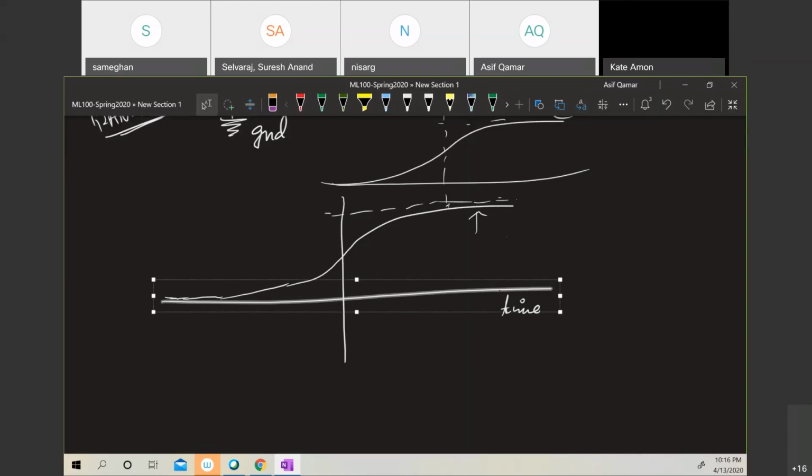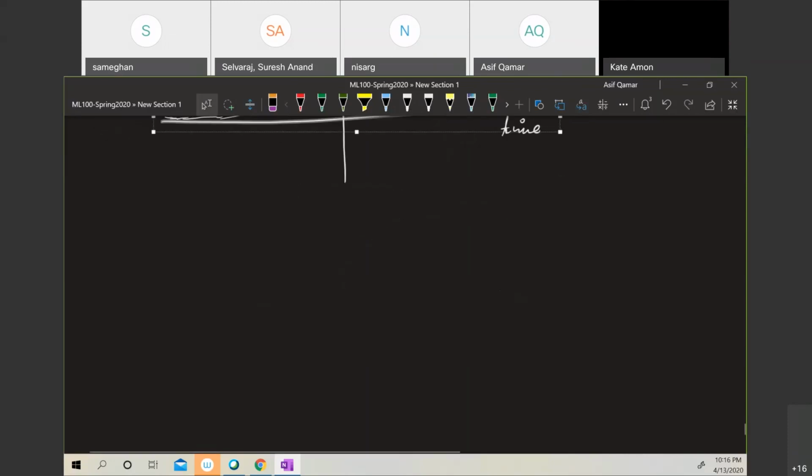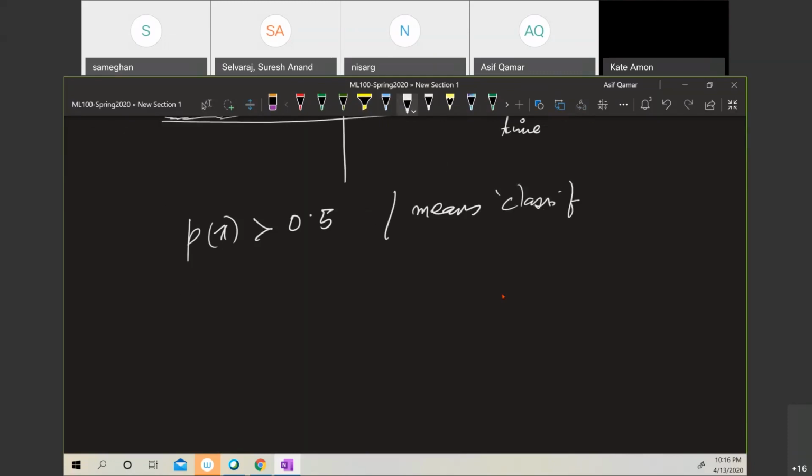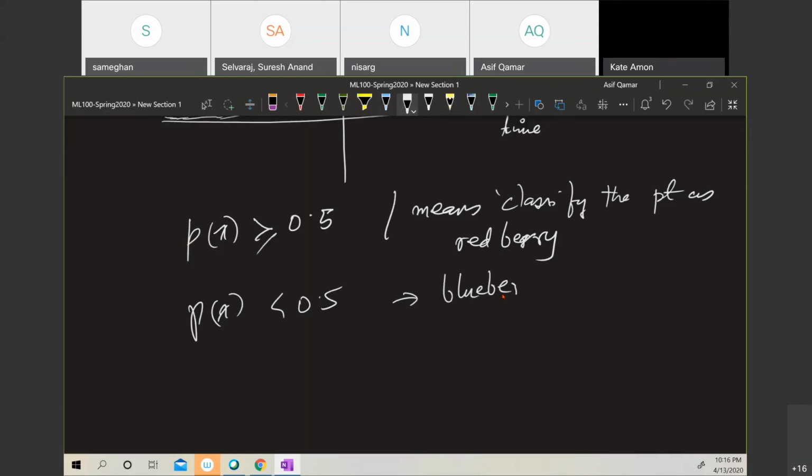What it means is, suppose you can find the probability that it is a red berry. What you can do is make a decision. Probability of red berry greater than 0.5 means classify the point as red berry. P less than 0.5 means blueberry. Right? In other words, the decision boundary is there. And this number is called the cutoff. That helps you decide. Right?